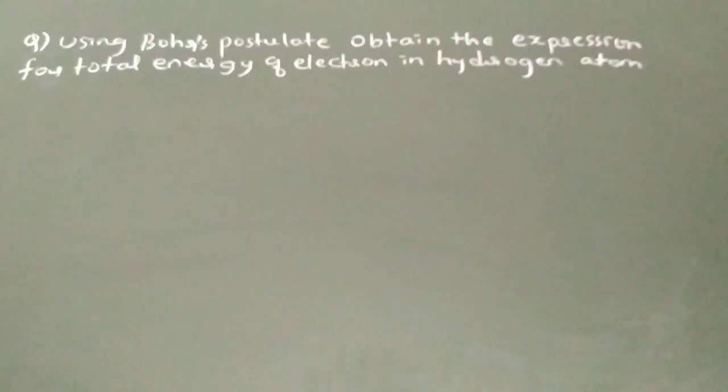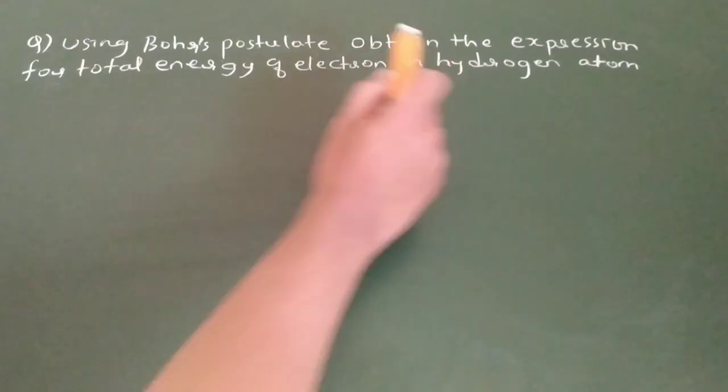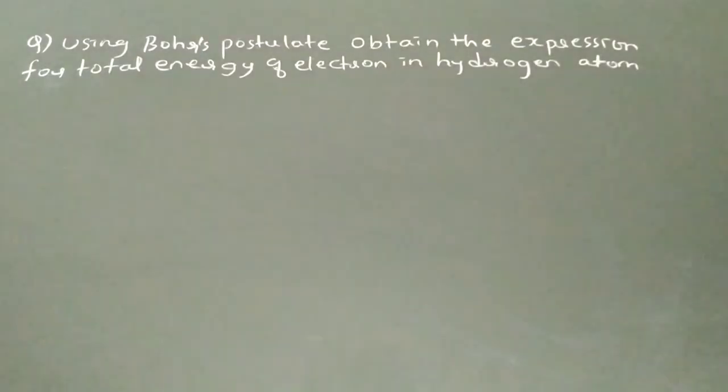Next. So we have got one more question. Using Bohr's postulate, obtain the expression for total energy of electron in hydrogen atom. Are you getting that? Using Bohr's postulate, obtain the expression for total energy of electron. This is one of the most expected questions which is there in the model paper. So try to find some shortcuts to remember these derivations.